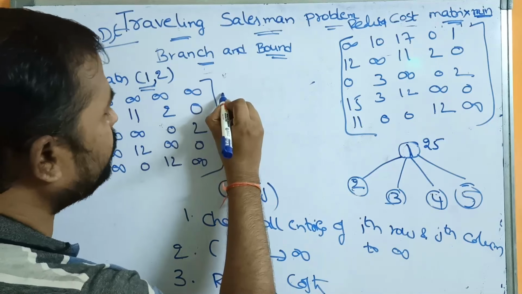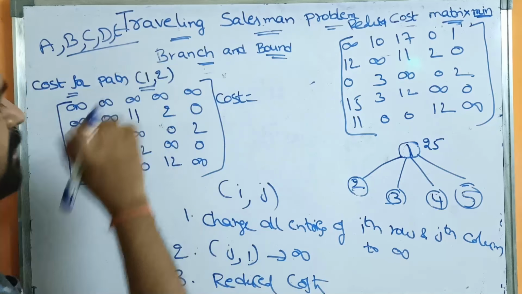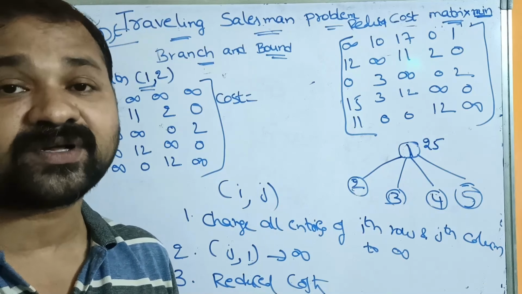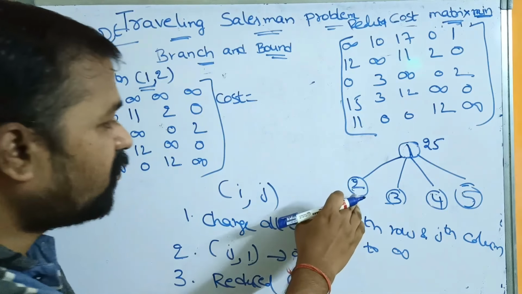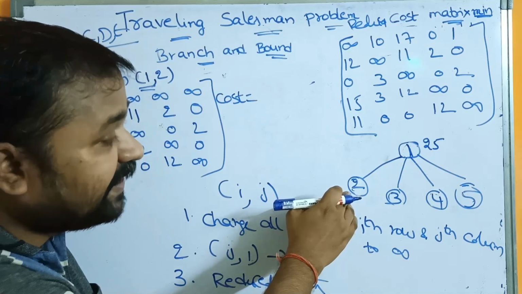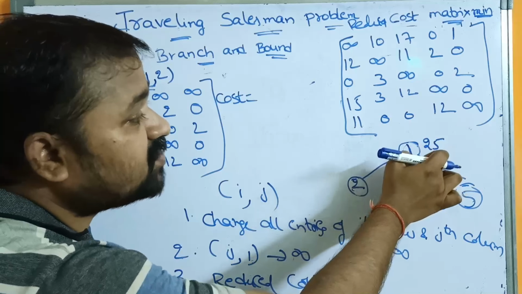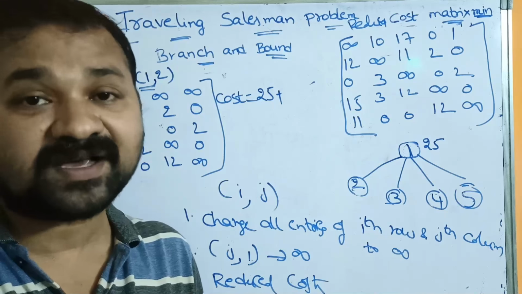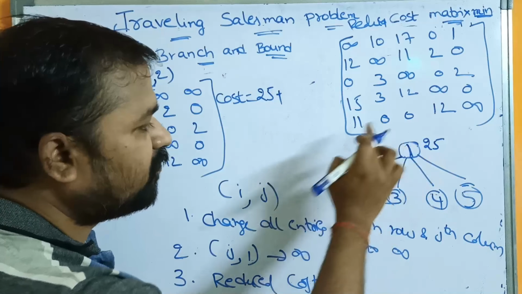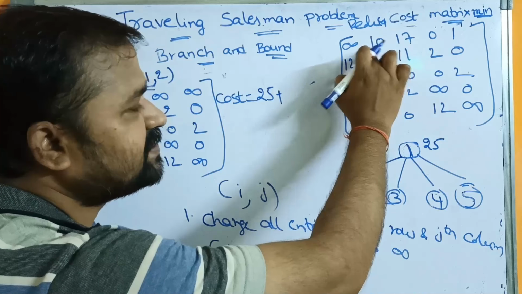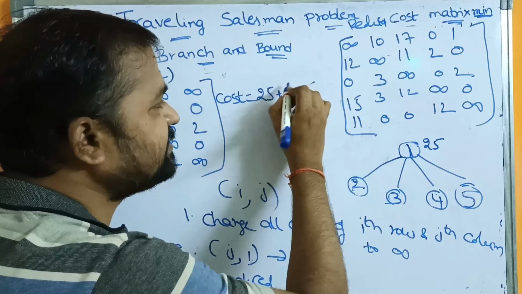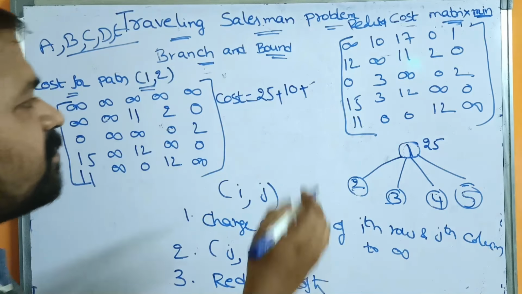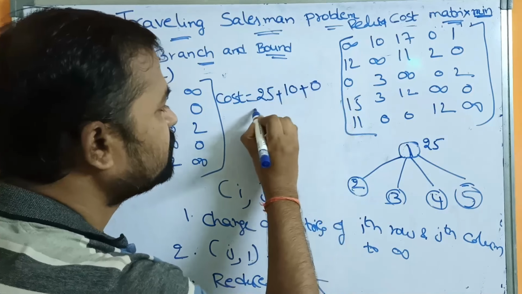Now we have to find out the cost here. What is the cost of this path? In order to find out the cost of this node, the formula is we have to find out the cost of its parent node. Here the node is 2, its parent node is 1. The cost of its parent node is 25, plus we have to find out the edge cost from 1 to 2. This is the first row, second cell, so the edge cost is 10. And what is the reduced cost? Here it is already in the proper format, so the reduced cost means 0 only. So here the cost is 35.